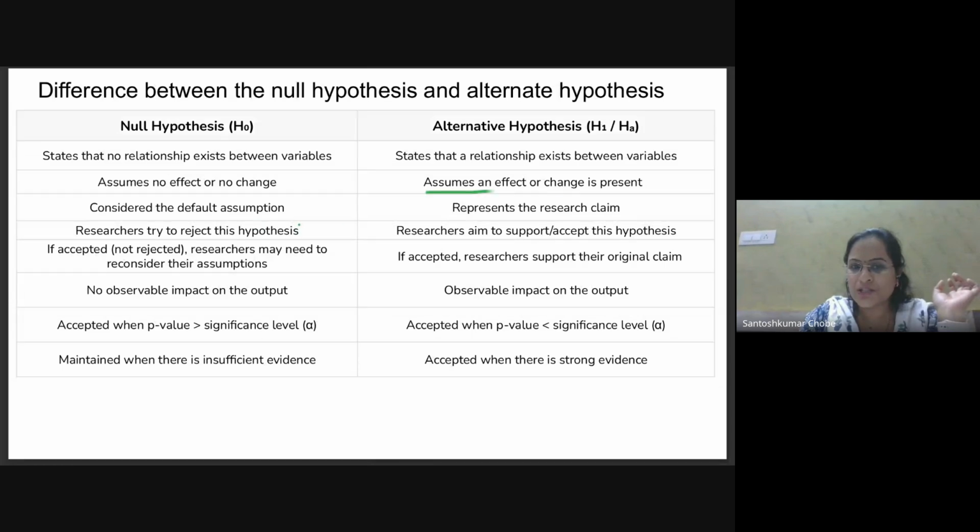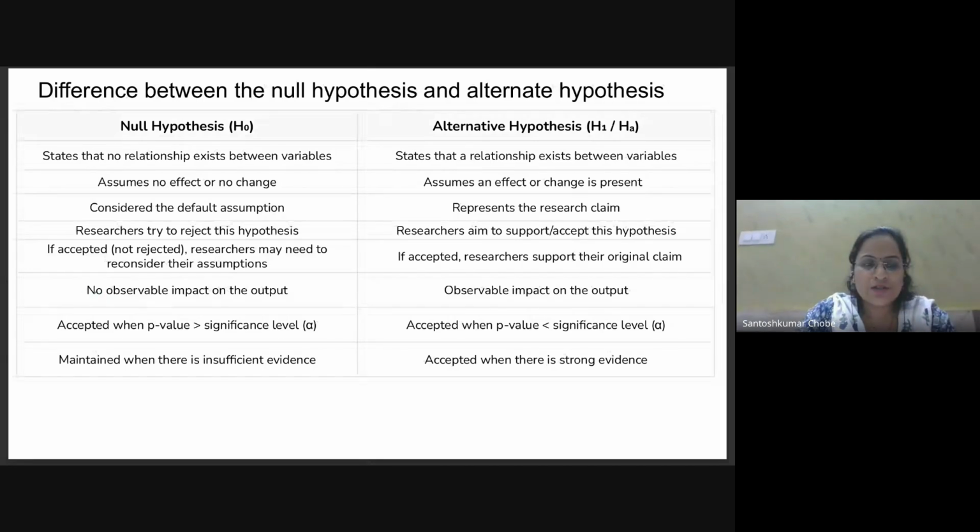The alternate hypothesis assumes that there is a change or an effect because of an experimentation. The null hypothesis is the default assumption, and the alternate hypothesis represents the research claim. The null hypothesis is denoted as H0. Please remember this well. The alternate hypothesis is denoted as H1 or HA. If the null hypothesis is accepted, researchers may need to reconsider their assumption. If the alternate hypothesis is accepted, the researcher supports their original claim. It means that there is a change because of an experimentation.